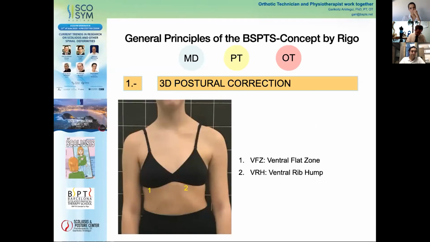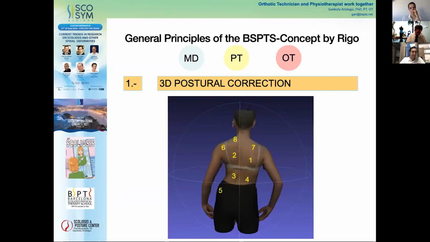We have the same situation when we are looking at the patient in the anterior plane. Perfect. But I repeat again, when we are working as orthotists, doing, for example, the scan, we must also recognize all of these parts.